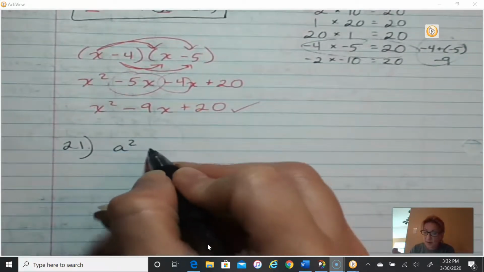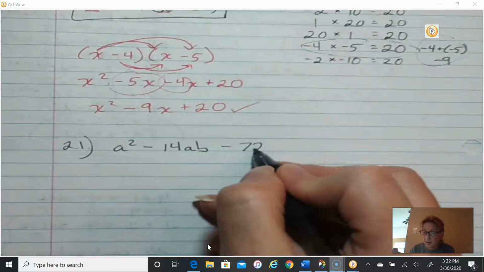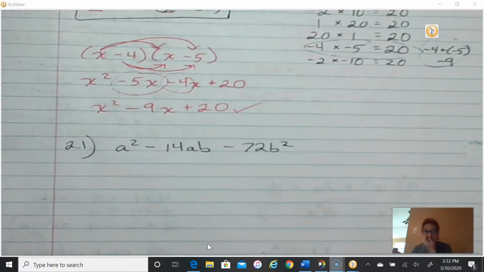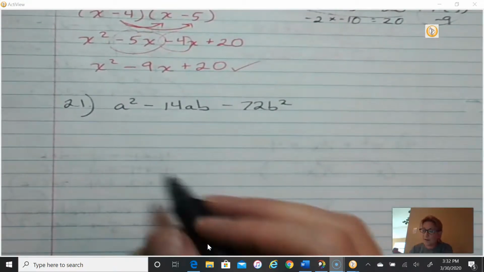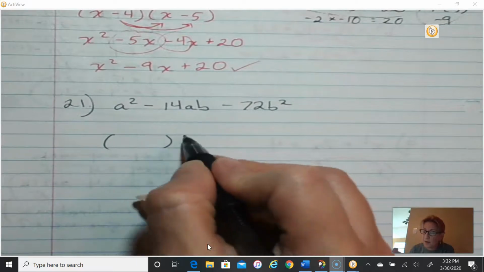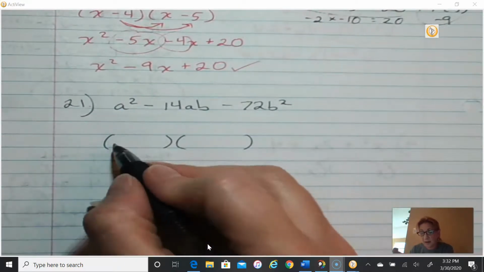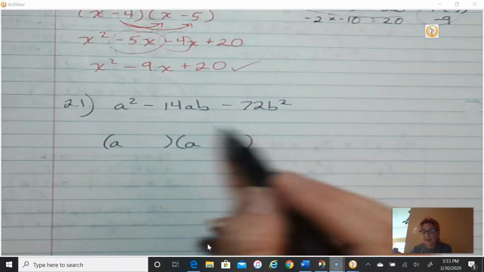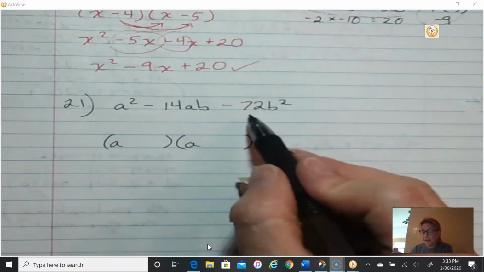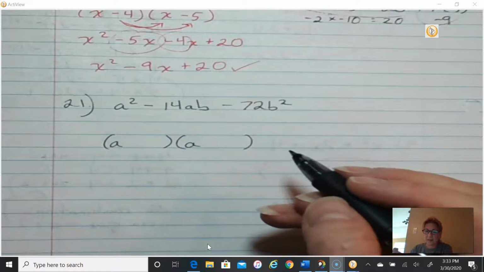a squared minus 14ab minus 72b squared. All right, so I'm going to go ahead and do my parentheses. We do know that a times a gives us a squared, so we're done. But look at this. That's pretty ugly. And it's a negative, and that's a negative 14. See, I told you it starts getting kind of crazy here.